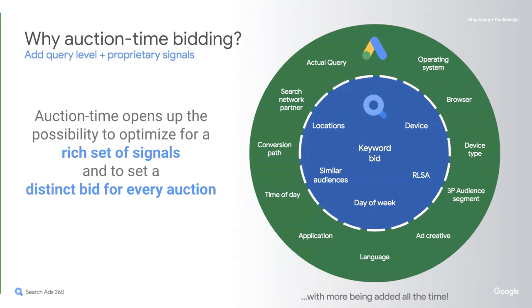Now, in this slide, you may have noticed that we included a green area around the blue dots. This represents all the signals that Google Ads is adding to complete this very rich set of signals taken into account for every single auction. So we don't have only day of the week, but we have time of the day as well. We have things like device type, browser, operating system, and so on.